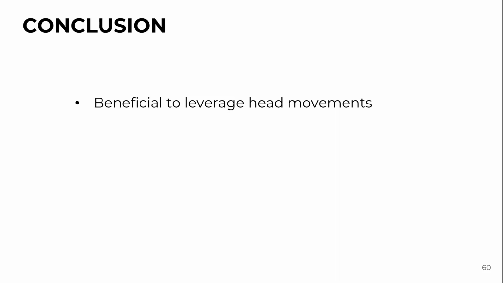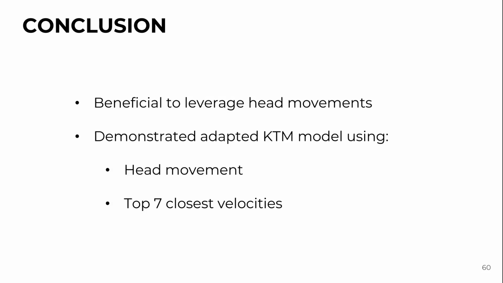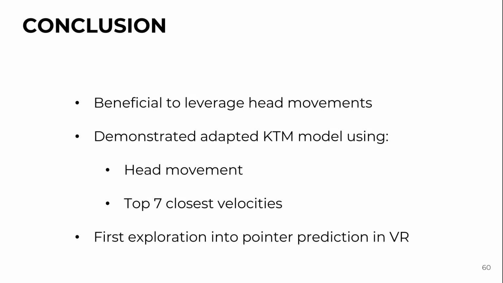A key insight of this work was that it is beneficial to leverage the movement of the head while pointing, as it provides extra information that can be used to help predict a user's movements. This work has also demonstrated that by using an adaptive kinematic template matching model, by including head movement and taking the top 7 closest velocities, ray pointer landing positions can be predicted early in a user's movement. Finally, this work has provided a first exploration into pointer prediction in VR, hopefully opening the door for future enhancements to 3D user experiences.